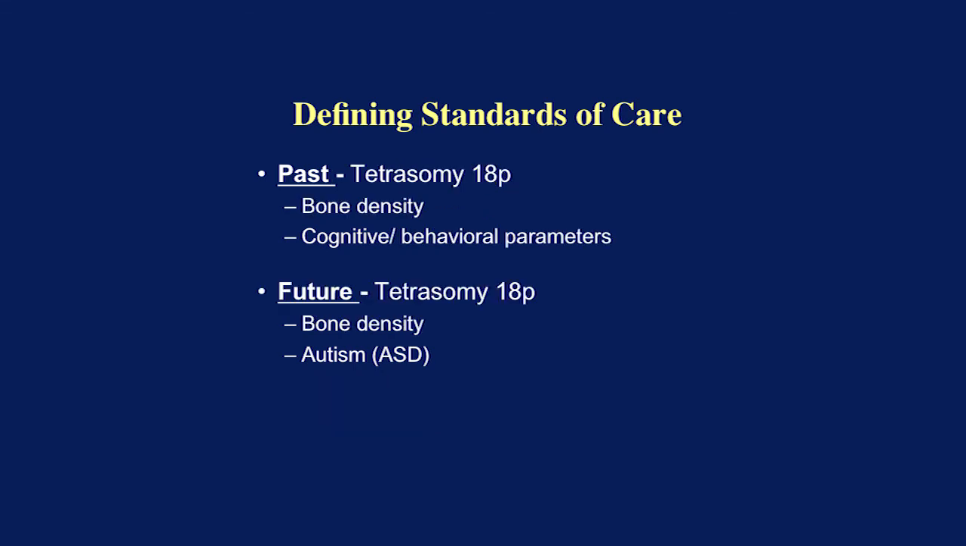With regard to tetrasomy 18p, both past and future work involves the identification of bone density issues, followed by understanding the cause and finding a treatment. We have also published on the cognitive and behavioral profiles of people with tetrasomy 18p. And in the future, we're very interested in learning more about the autism spectrum aspects of their condition.